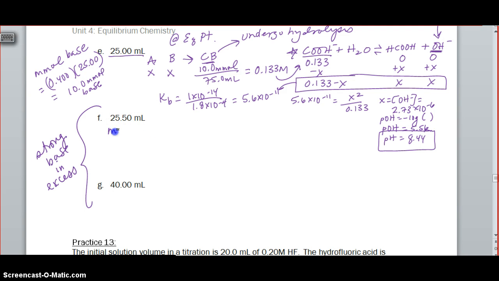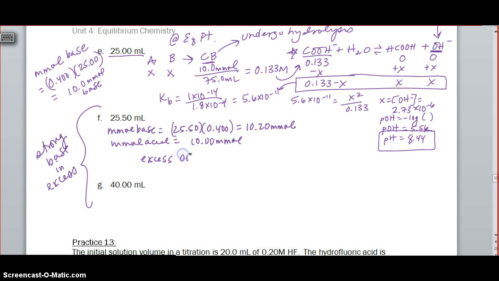Alright, so to figure out millimoles of base, I'm going to take my volume and multiply it by the concentration of the base. So millimoles of base at this point is 10.20 millimoles. So we only had 10 millimoles of acid. So as far as excess goes, we have excess OH minus of 0.20 millimoles.